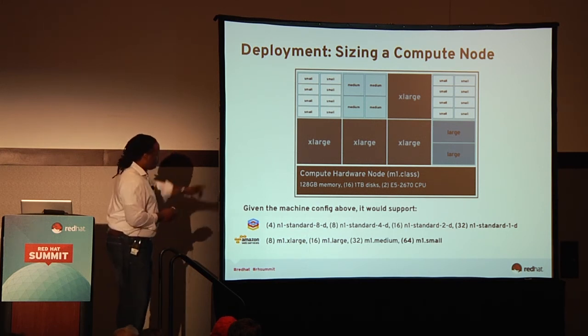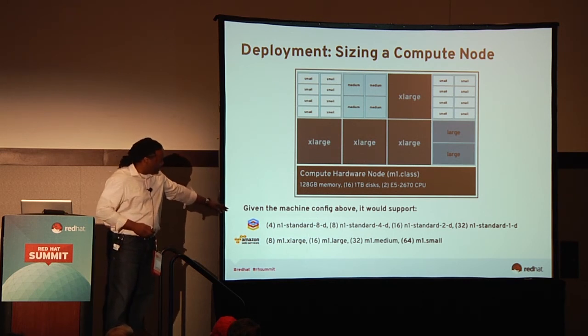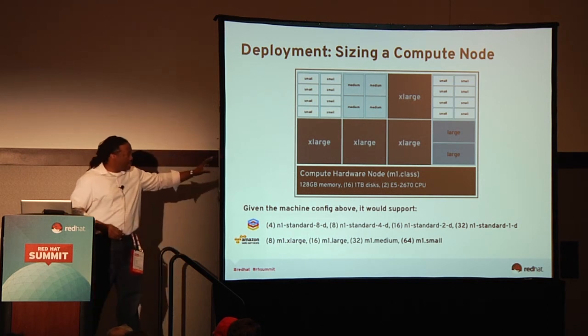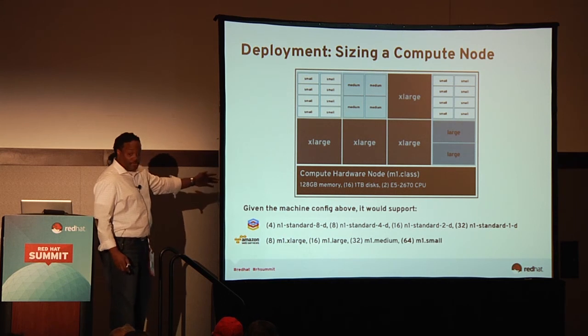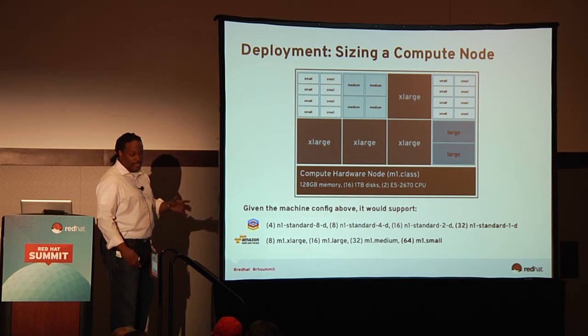So this machine, if you look at the Google model, basically gives you 4 of the big guys, and on Amazon it gives you 8. And this is a picture of a potential Amazon class of hardware. So out of the box, this tells you a few things. I need 128 gigs of RAM to be very efficient. 16 terabytes gives me a good I/O performance ratio per VM.